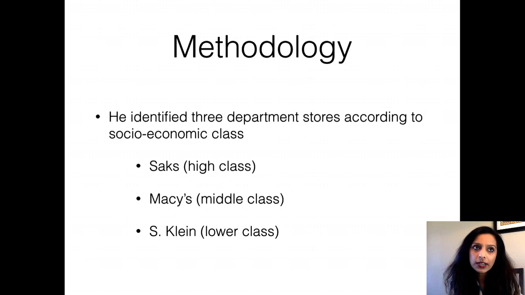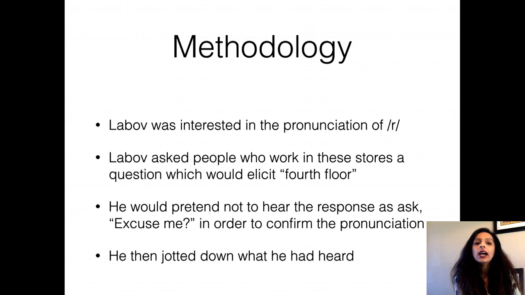His methodology was very simple. He identified 3 department stores that cater to 3 different socioeconomic classes. Saks Fifth Avenue was high class, Macy's was middle class, and S. Klein, which I believe has gone bankrupt and no longer exists, is lower class. What he was interested in was the pronunciation of the R, right? And as you know, the R is a retroflex R in American English.